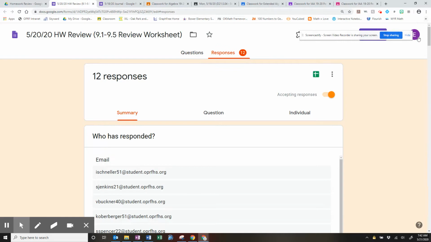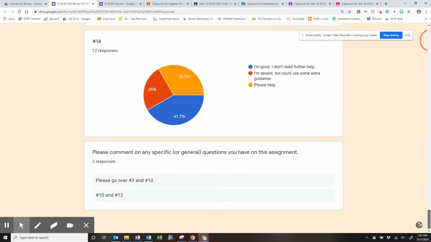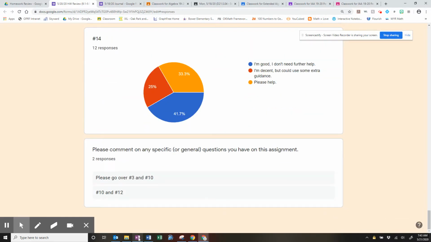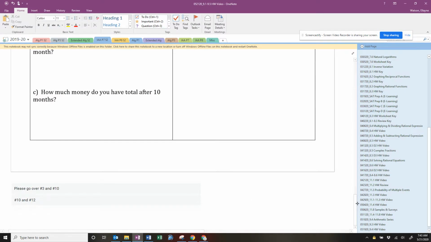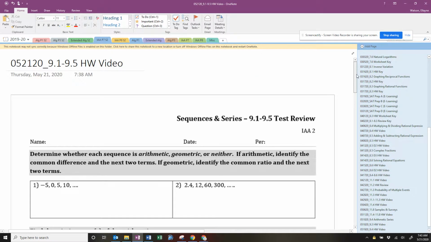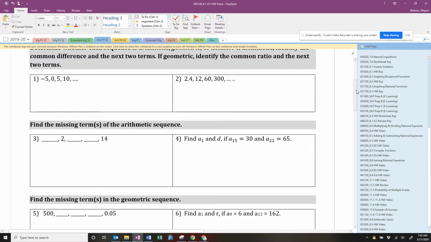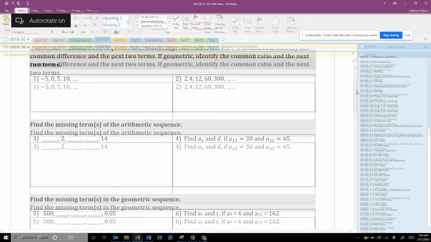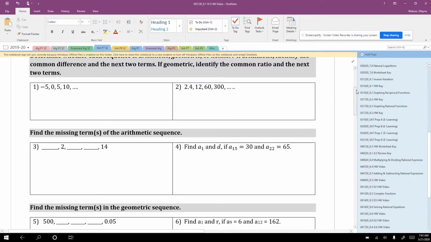Okay. All right, guys. Oh, I'm sorry. Here were our questions at the bottom. All right, let me flip over and let's get to it. So the first one was number 3. It says find the missing terms of the arithmetic sequence. A couple ways to do this, but one including kind of like trial and error a little bit.